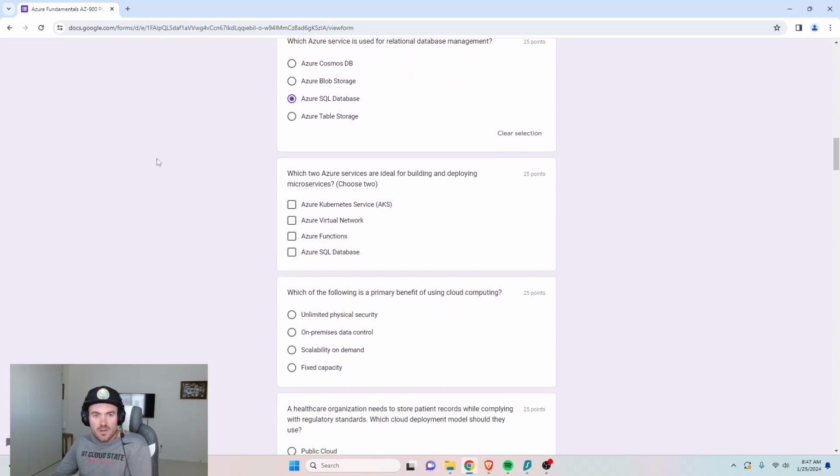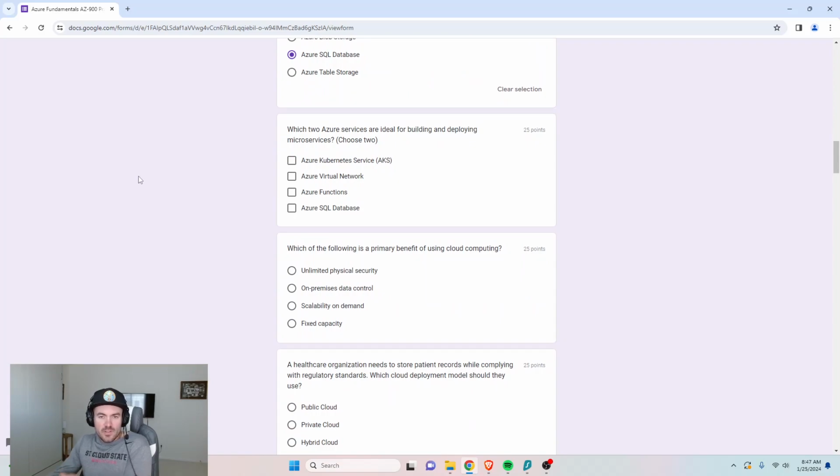Okay. All right, so which two Azure services are ideal for building and deploying microservices? Okay, so microservices, remember, are something that basically serve a very specific purpose. They're not meant to host an entire application or anything of that nature. They're meant for just very small chunks of what your application needs to work, as opposed to the larger, broader pieces. Okay. All right, so Azure Kubernetes service is what you would use to orchestrate containers. Not sure that would be applicable here, but let's keep looking.